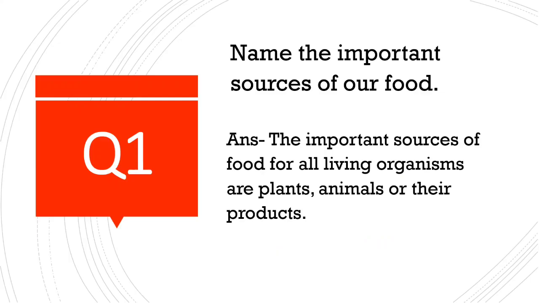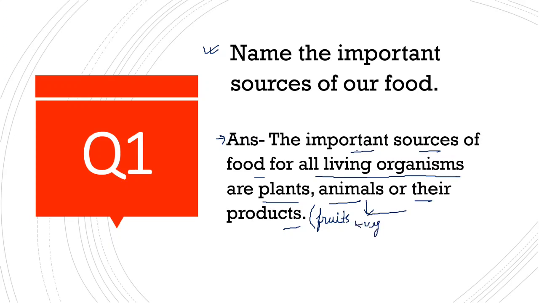Okay guys, the first question is: name the important source of food. The important sources of food for all living organisms are plants, animals or their products. Now what are the products of the plant and animal? The products of the plants are fruits and vegetables. The products of the animals are milk, meat, egg and also fish. Is it clear students? Let's move ahead.